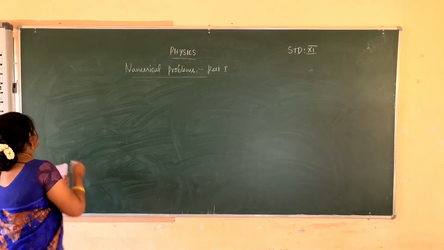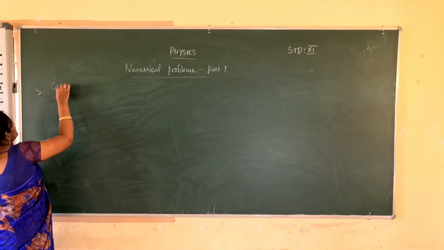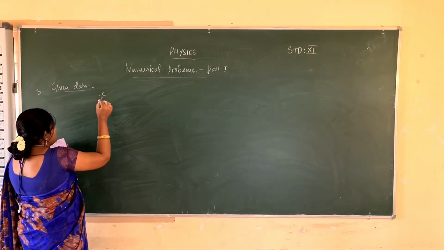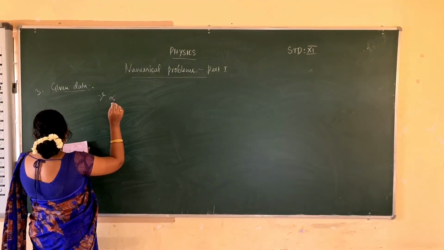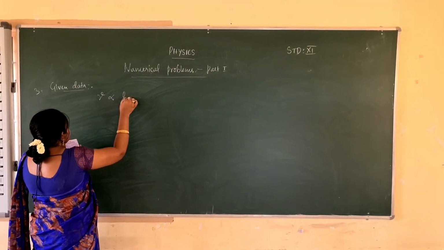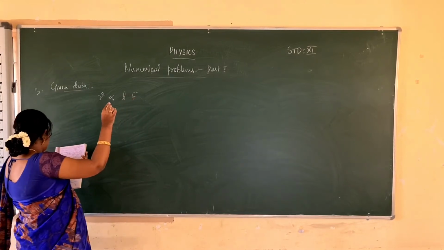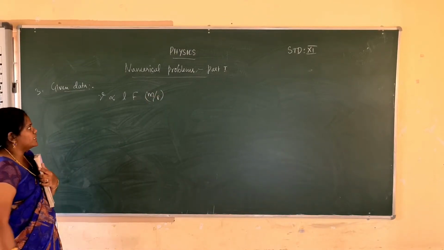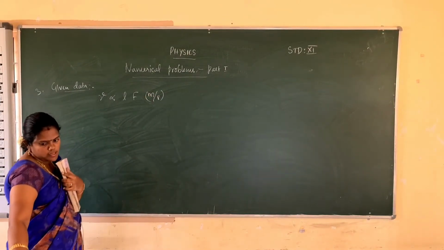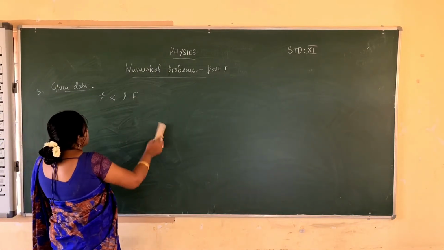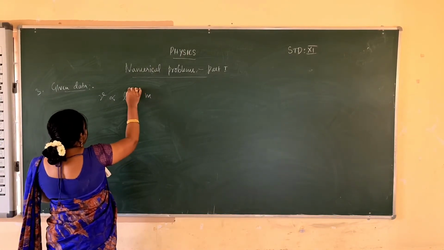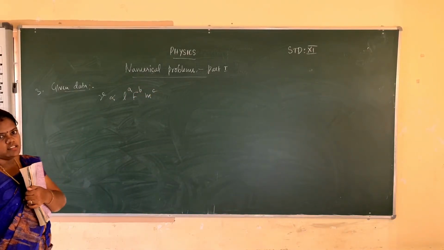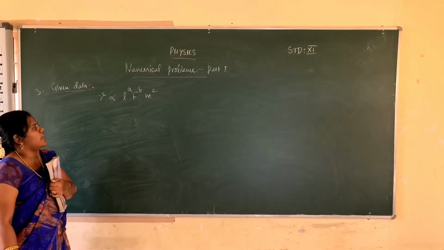So the given data in the third one: frequency nu will be directly proportional to length, force and mass per unit length. Mass per unit length is simply noted as mass. In your book it has powers A, B, C. That will be length, force and mass.